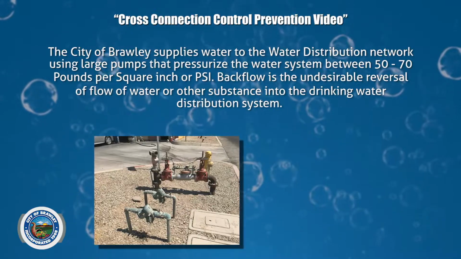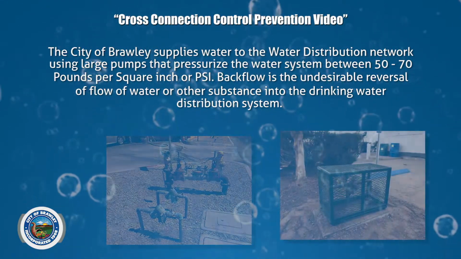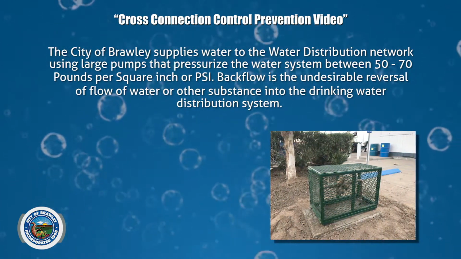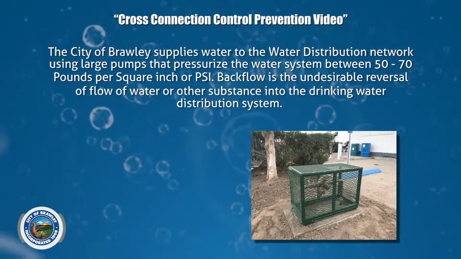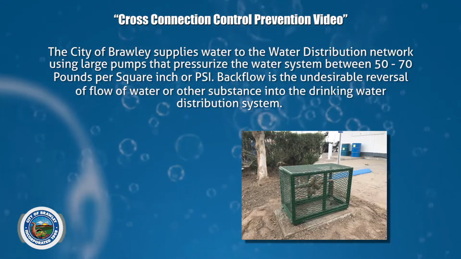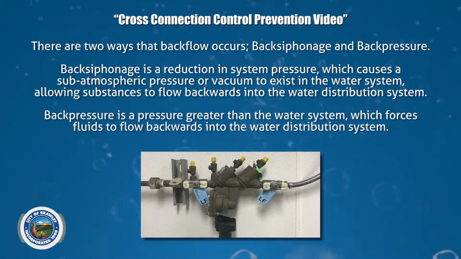The City of Brawley supplies water to the water distribution network using large pumps that pressurize the water system between 50 and 70 pounds per square inch, or PSI. Backflow is the undesirable reversive flow of water or other substance into the drinking water distribution system. There are two ways that backflow occurs: back siphonage and back pressure.